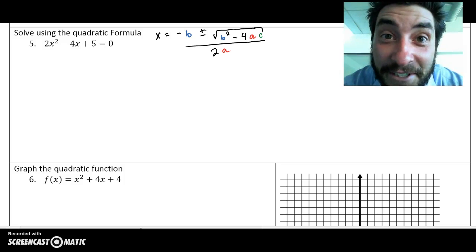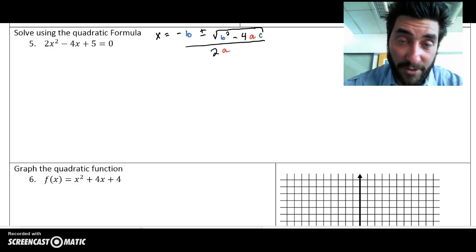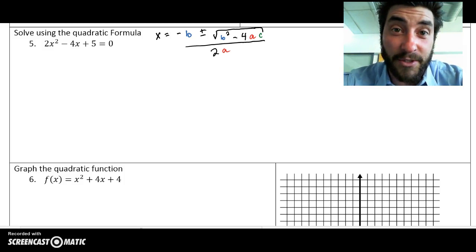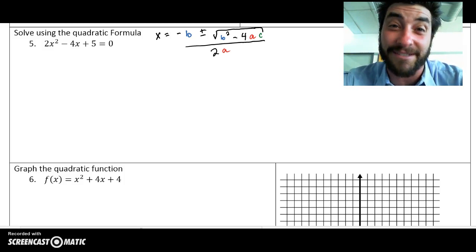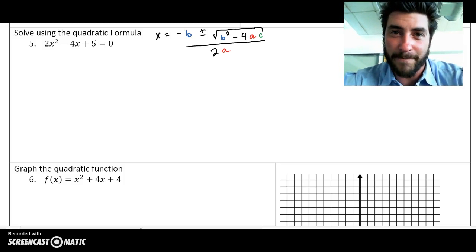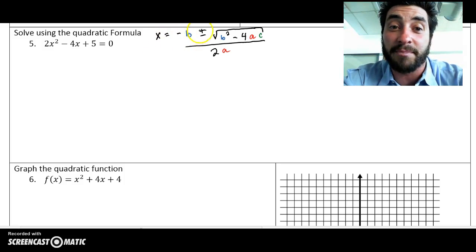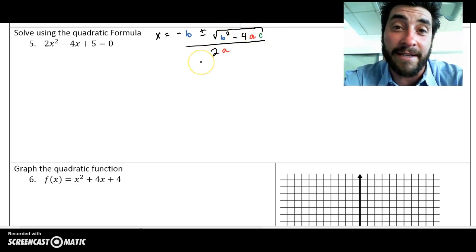Pop goes the weasel. That is the tune that you could use to help memorize the quadratic formula. At least that's the tune that I was taught when I was a young little lad, and one that I've taught my students. So, hopefully you remember this formula. It's x equals negative b plus or minus the square root of b squared minus 4ac all over 2a.